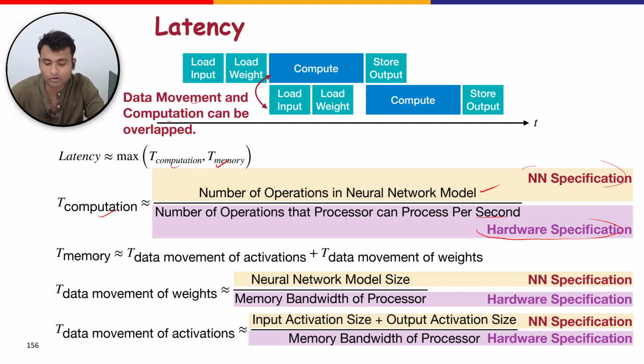When we're calculating the memory time, what is the total time taken for loading the input and loading the weight? So it includes two parts: the input and the weight. Activations here is nothing but the input, and the data movement of weights is the neural network model size. What is the model size? Let's say for AlexNet it's around 224 MB. And what is the memory bandwidth of the processor? That is, how much data can the processor move in one go?